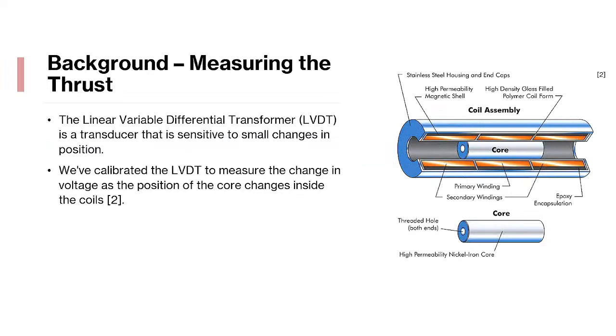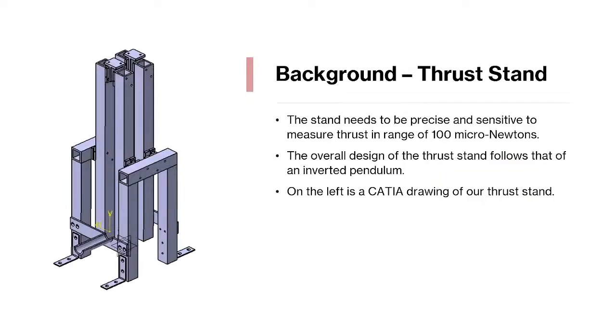We are also working on measuring the thrust. What you're seeing on screen right now is a linear variable differential transformer, abbreviated to LVDT, and we have calibrated that by taking our own measurements of voltage, as it measures very sensitive changes in position. And we are also working on constructing a thrust stand.